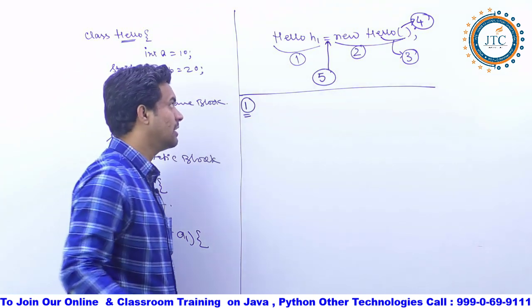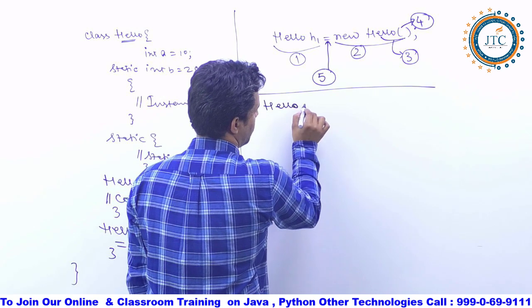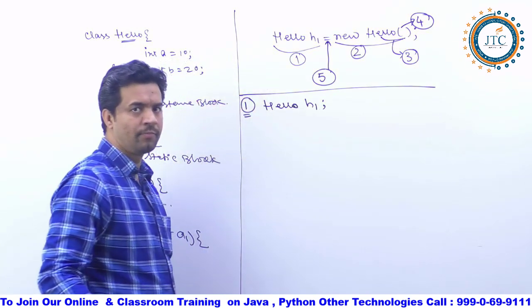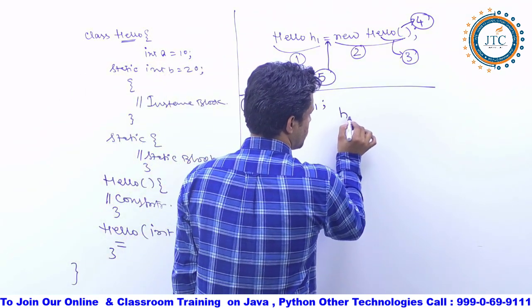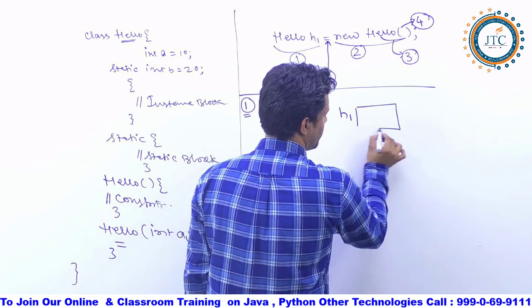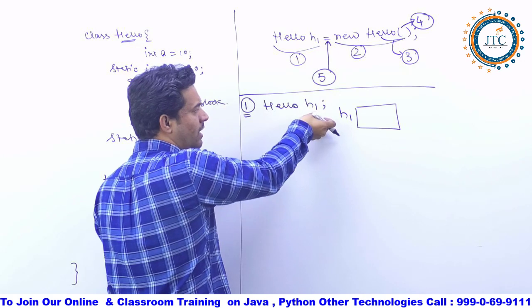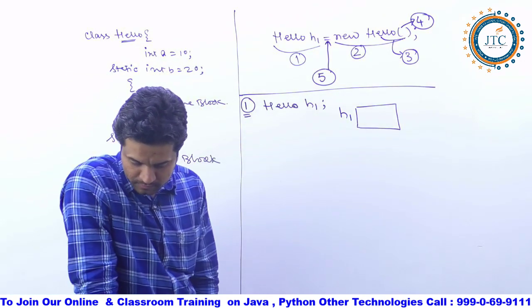So the first thing is, I am writing Hello h1 here. When I am writing Hello h1 inside this, see here, what is h1? For the first step, it will allocate memory for h1. It will allocate memory for h1.